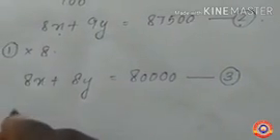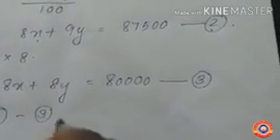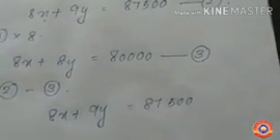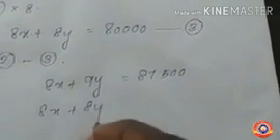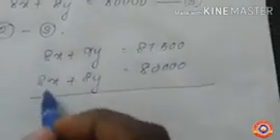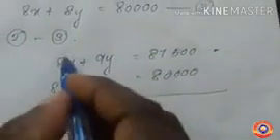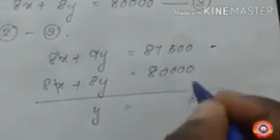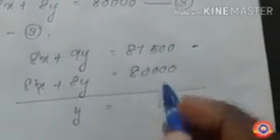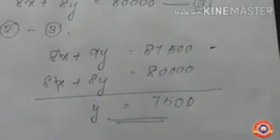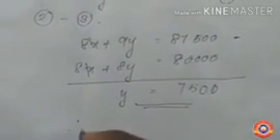Then we have to subtract equation 3 from equation 2. So 8x plus 9y equal to 87,500 minus 8x plus 8y equal to 80,000. 8x minus 8x becomes 0. 9y minus 8y equal to y. 0 minus 0, 5 minus 0 is 5, 7 minus 0 is 7. So we got y equal to 7,500.